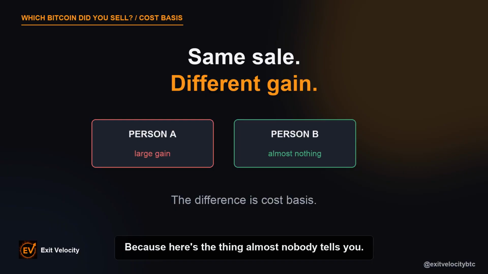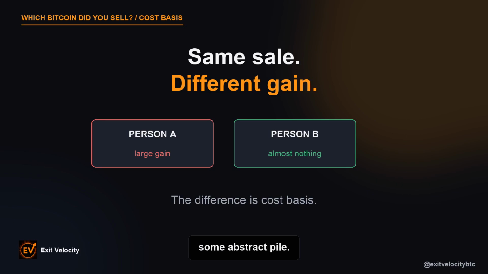Because here's the thing almost nobody tells you. When you sell Bitcoin, you are not selling some abstract pile. You are selling particular coins you bought at particular prices on particular days. And the rules let you, in some cases, choose which ones.